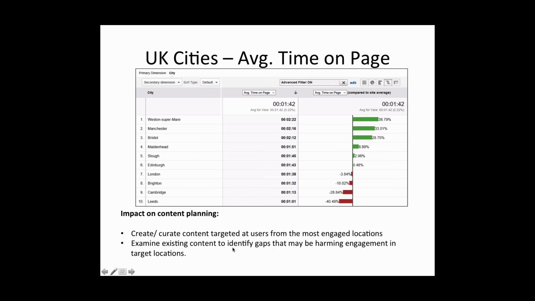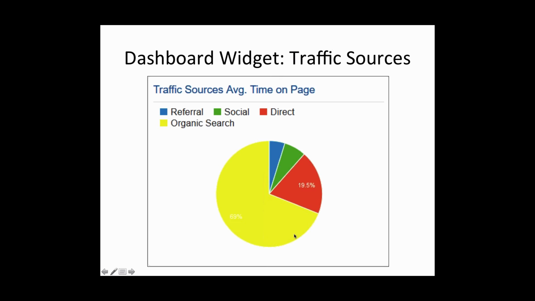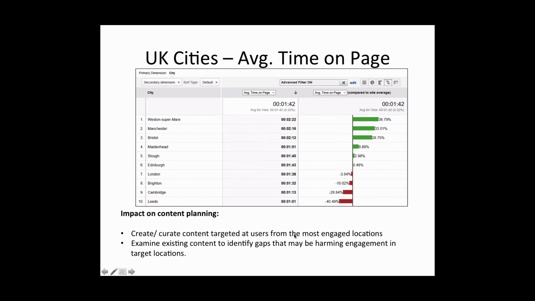Next slide, please. Okay, so the impact on the content planning, sorry, thank you. The impact on the content planning is that where we have locations where people are really, really engaged, and those are also locations where we have or we want clients, we need to step the game up even more, make sure that we've got plenty of stuff for them to keep them interested.